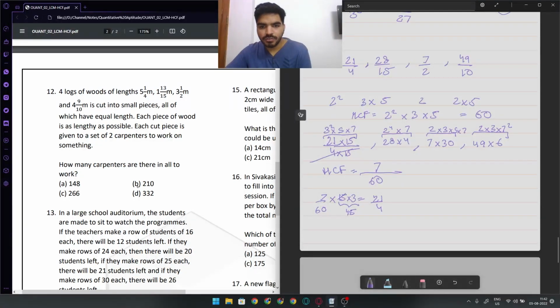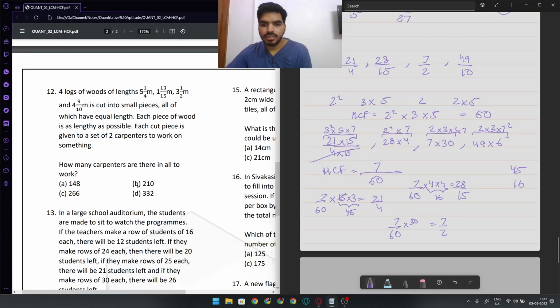You need 45 pieces of wood A. And for 28 by 15, you have to make it into 60. So 7 by 60 multiplied by what is equal to 28 by 15? The denominator should become 15, so multiply by 4 first of all. Then the numerator should become 28, again a 4. This is 16 pieces of this.